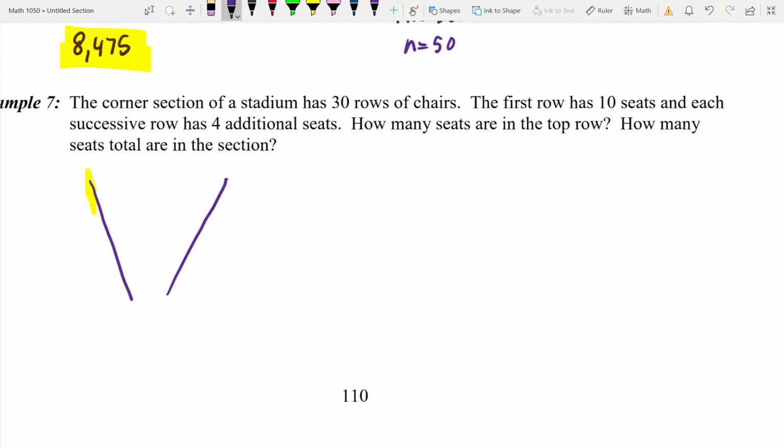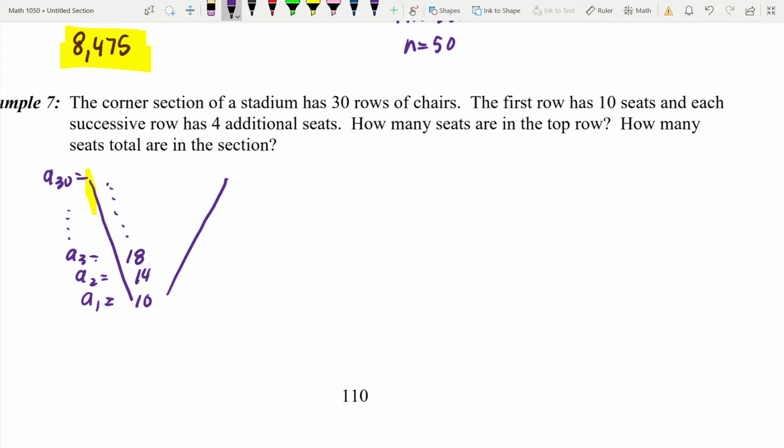Here's where you're looking at them square off, and this is where it turns. It's a corner section. There are 30 rows, so everybody go A sub 1, A sub 2, A sub 3, and so on up to A sub 30. The first row has 10, so A sub 1 is 10. Each additional row has 4 more seats, so this is 14, this is 18, and so on.